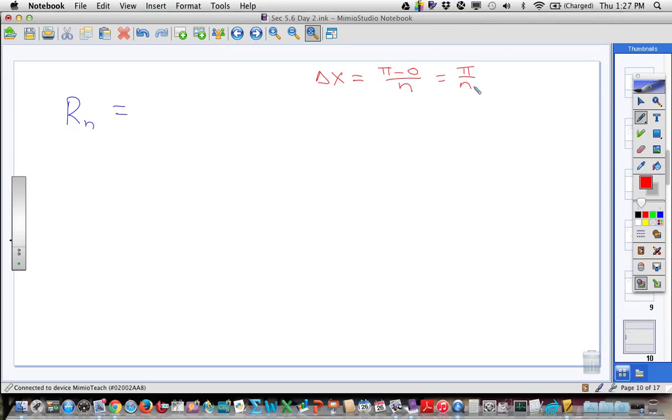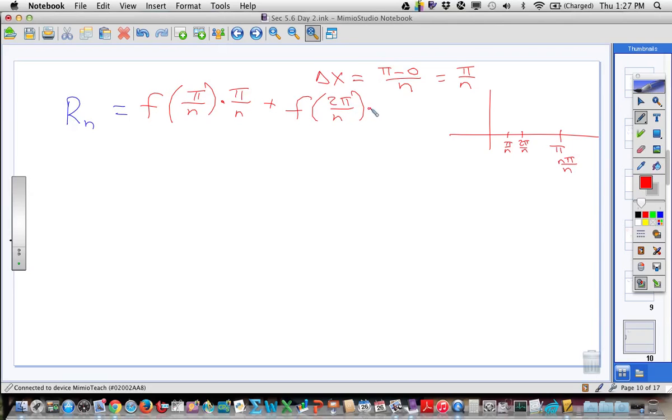Pi over n, okay? So pi over n, what would be the next one? 2 pi over n, right? All the way till the last one? n pi over n, right? That's the last one. So this is going to be f of pi over n times pi over n plus f of 2 pi over n times pi over n plus dot dot dot.